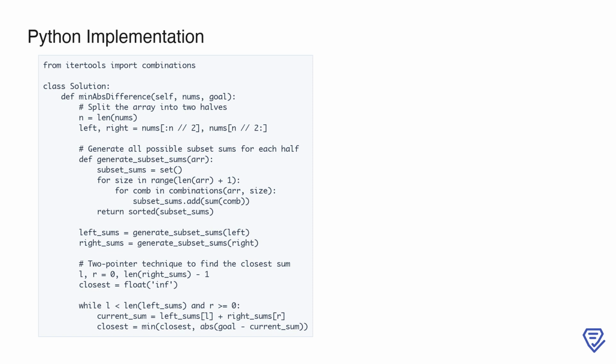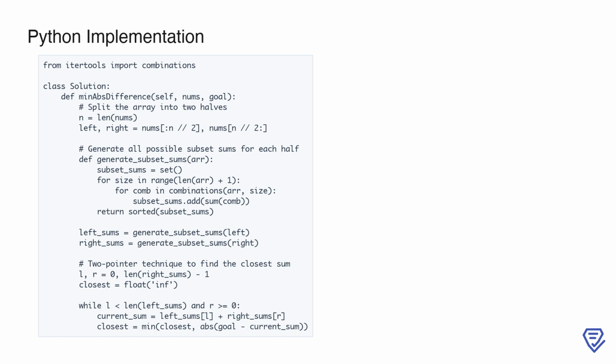Next, we define the helper function generate_subset_sums that takes an array as input and generates all possible subset sums. This is done by iterating through all possible subset sizes, from 0 to the length of the array, and calculating the sum for each combination of elements. The results are stored in a set to avoid duplicates, and we return these sums as a sorted list for easier processing in the next steps.